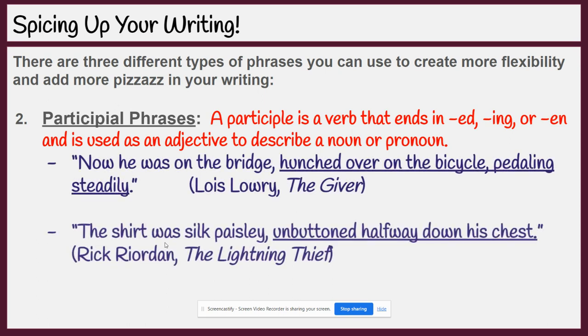You can use participial phrases. We talked about participial phrases last time, and if you forgot, a participle is a verb that ends in ed, ing, or en, and it's used as an adjective to describe a noun or pronoun. Here we have, now he was on the bridge, hunched over on the bicycle, pedaling steadily. So we have hunched over, pedaling steadily. Here's another one. The shirt was silk paisley, unbuttoned halfway down his chest.